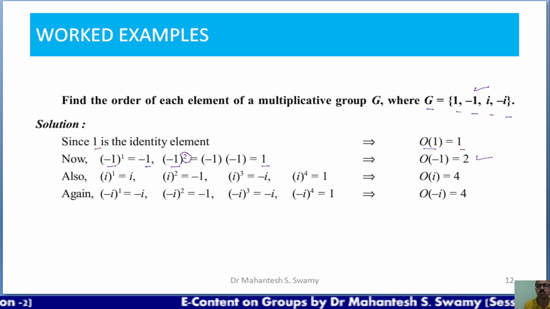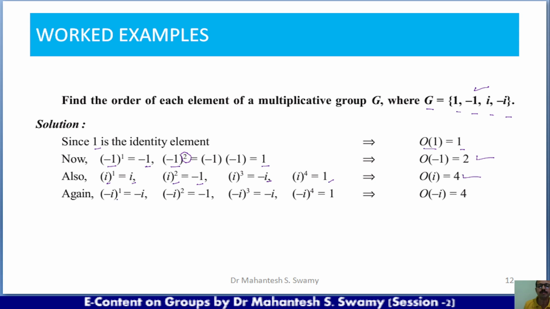Similarly, the order of i. i to the power 1 is i, i to the power 2 is minus 1, i to the power 3 is minus i, i to the power 4 is 1. Therefore, the order of i is 4. And the order of minus i: minus i to the power 4 is also 1. Therefore, the order of minus i is again 4. So this is how we solve the examples.